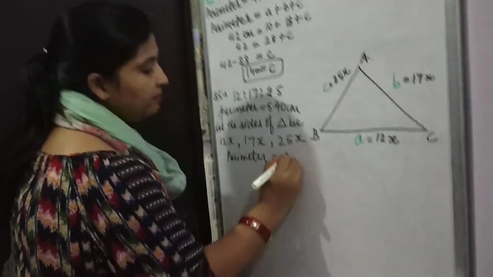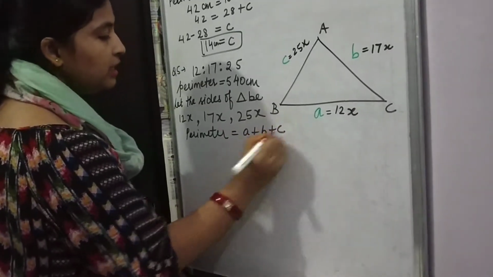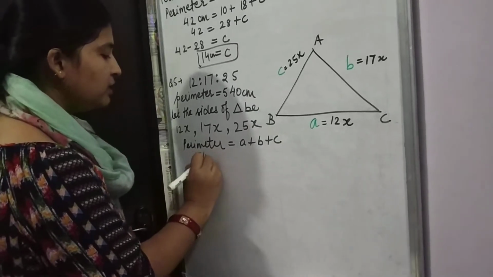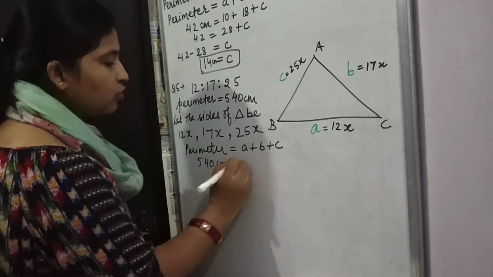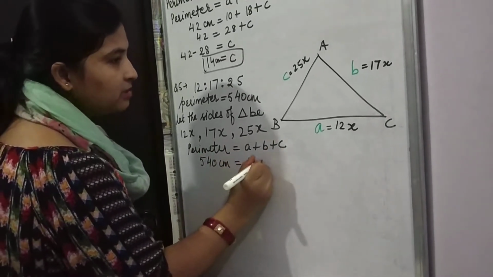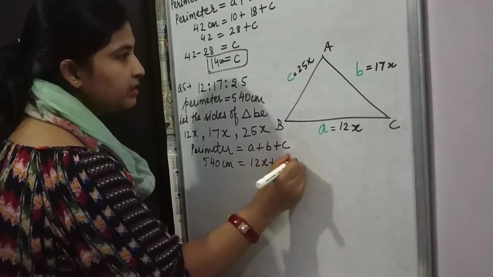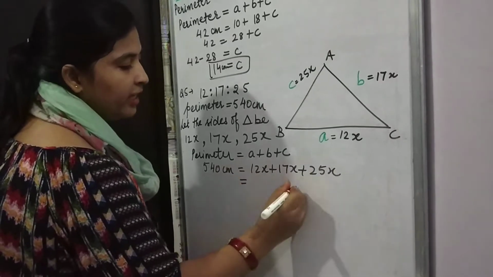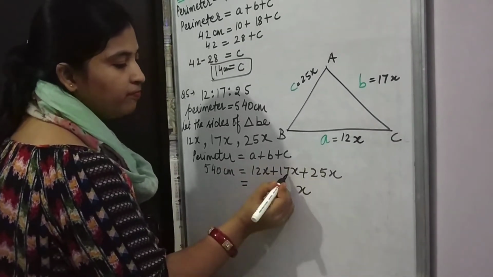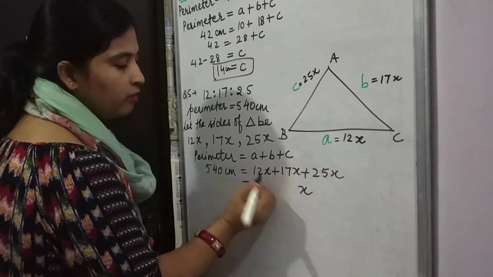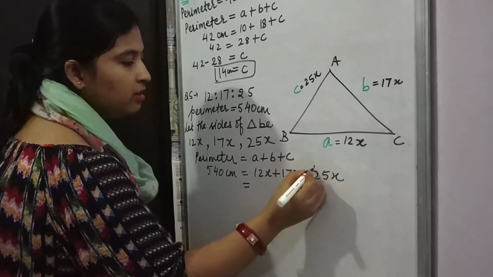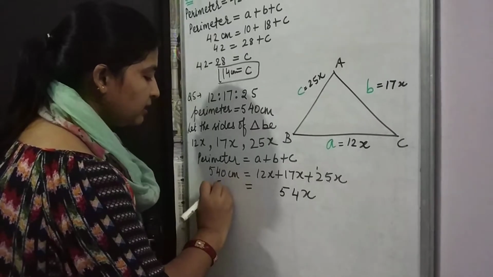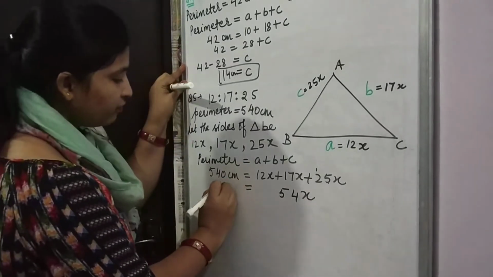25x. Now tell me what is the perimeter formula of any triangle? Perimeter is a plus b plus c. But how much perimeter is given to you? The perimeter given to you is 540. So a is 12x, b is 17x and c is 25x. Add all of them: 12 plus 17 plus 25 gives 54x.